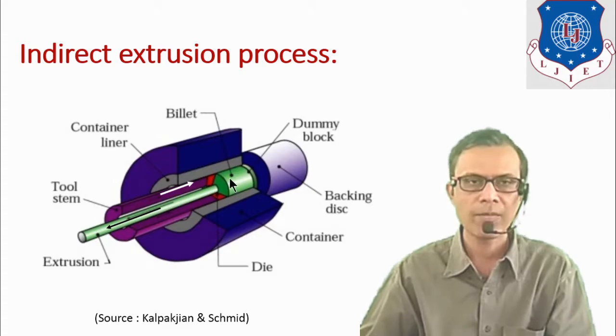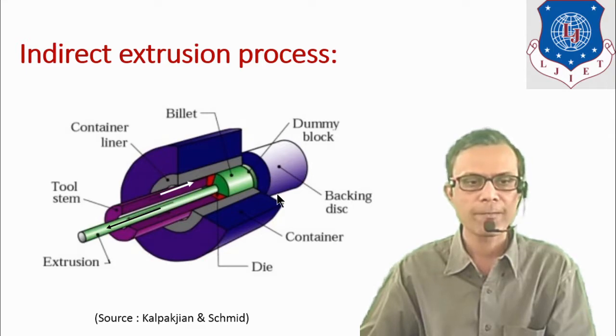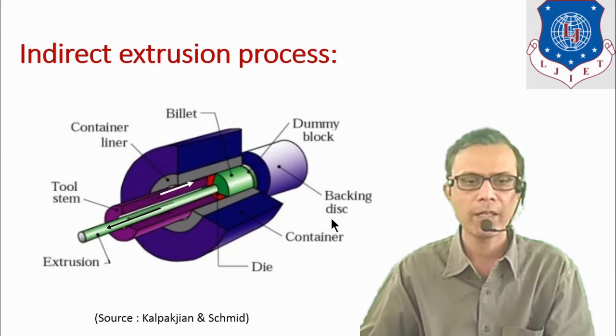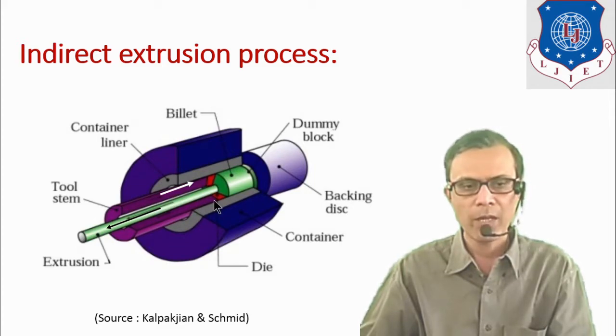Here it is a half sectional cross view, so we can see the inside detail of the process. It is the outermost container in which this hot billet is placed. At the end of this hot billet, it is a backing die or backing disc. At one end of this container, it is a backing disc. Hot billet is shown by this green color and it is a ram or plunger, and you can see here it is a hollow type. The die opening is shown by this red color.